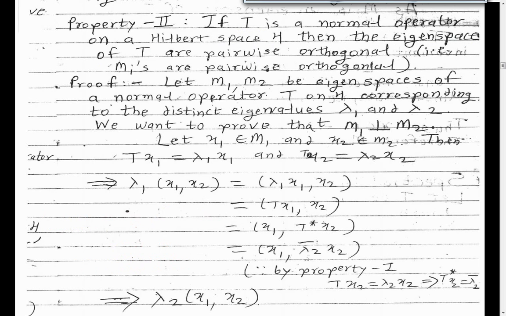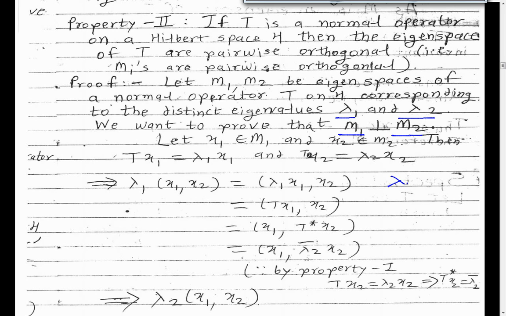Now we have to prove that the eigenspaces are pairwise orthogonal. In other words, if we take any eigenspaces M1 and M2, they are eigenspaces corresponding to two distinct eigenvalues lambda 1 and lambda 2.